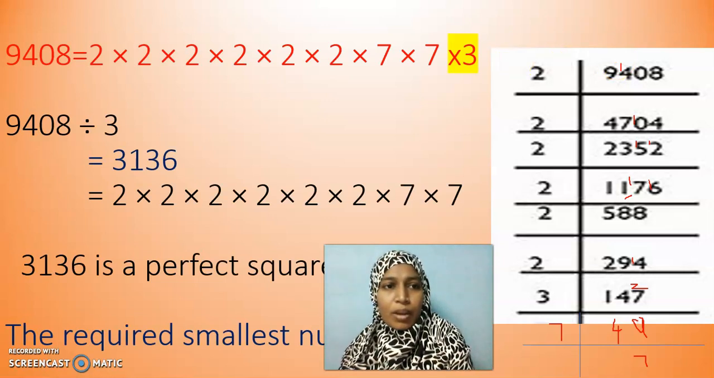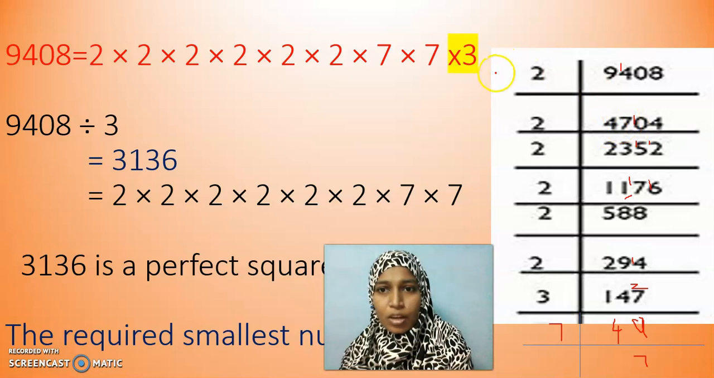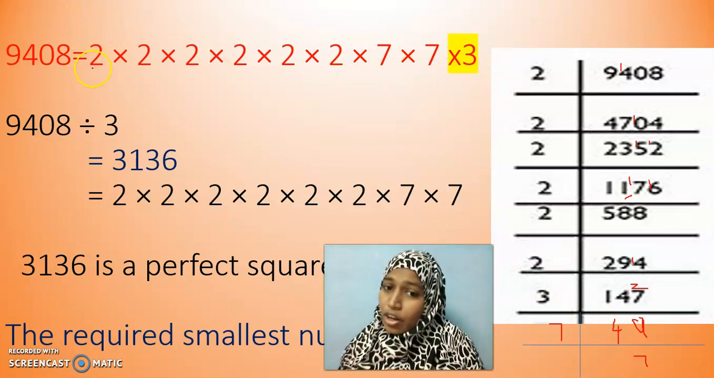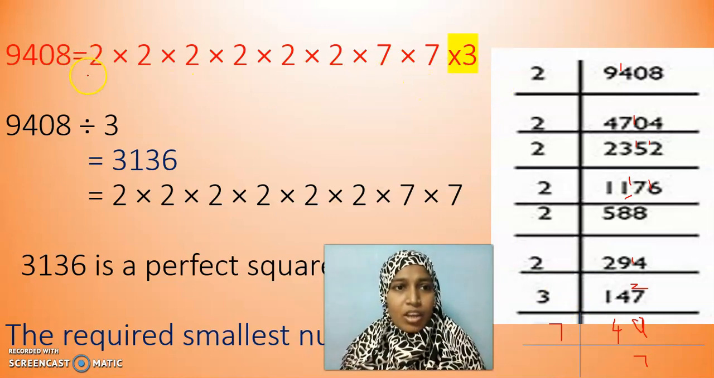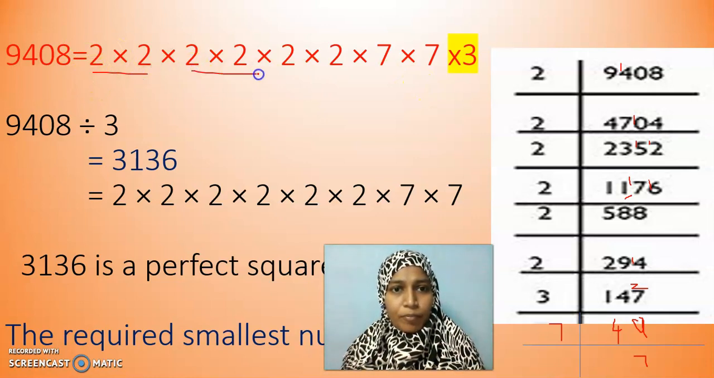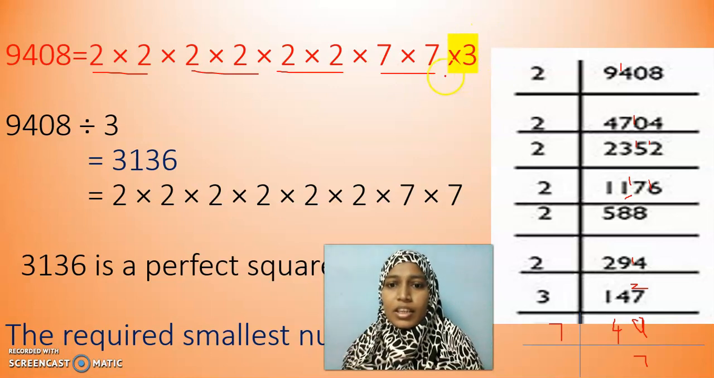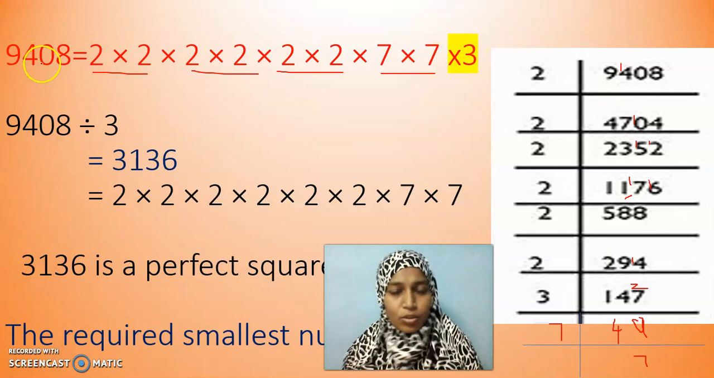Now I have written the prime factorization of 9408 is equal to, count the number of 2s: 1, 2, 3, 4, 5, 6 2s. Have I written 6 2s here? 1, 2, 3, 4, 5, 6 2s and 2 7s and 1 3. Now it is not a perfect square. See, everything occurs in pairs except this 3. This 3 does not have its pair. So I can say it is not a perfect square.